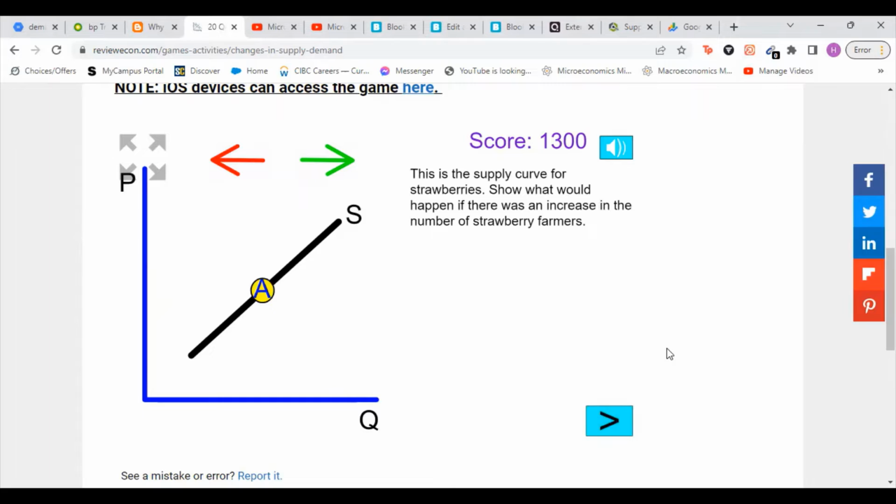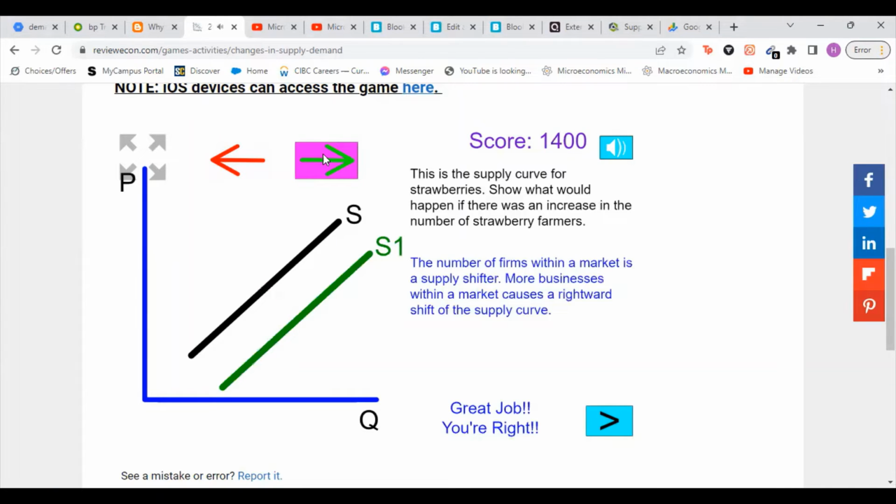Then this is the supply curve for strawberries. Show what would happen if there is an increase in the number of strawberry farmers. The supply curve will shift to the right. Sure. Great job.